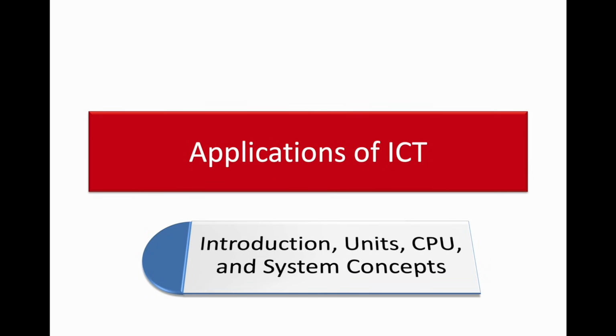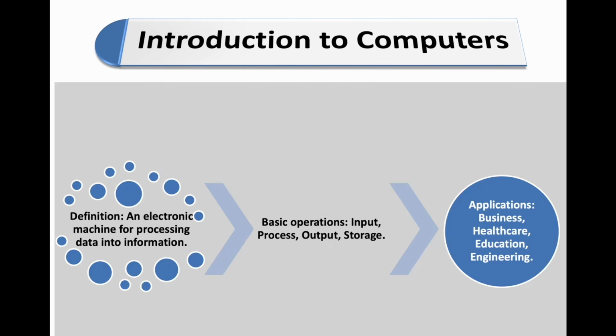In this lecture, we will discuss different components of the applications of ICT. Like we introduced what computers are, we introduced a few units, the CPU, and system concepts. Introduction to computers. So, what is the basic definition of computers? This is an electronic machine for processing raw data and converting that raw data into useful data, which is known as information.